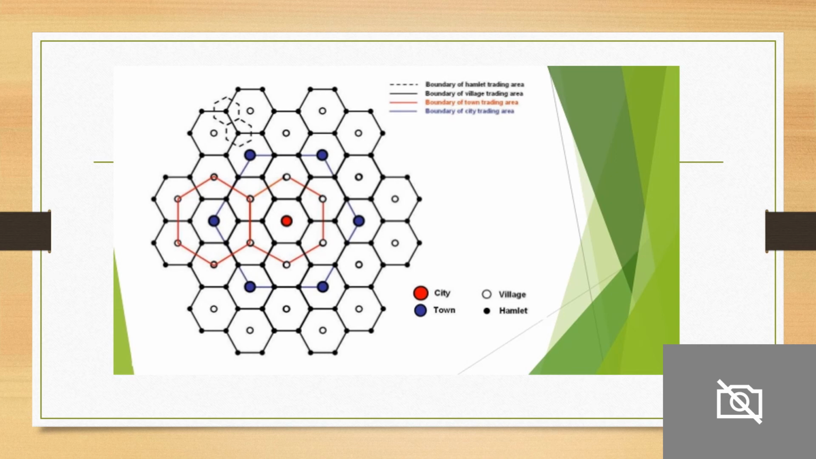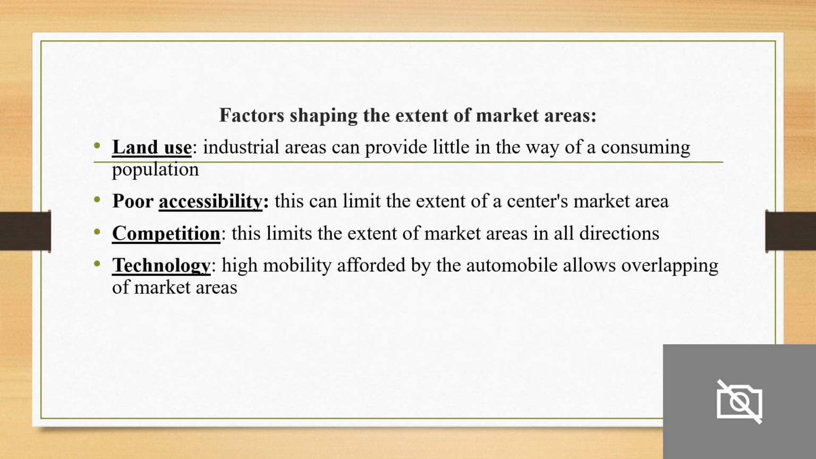This is the model you can draw, and in the answer, it will clearly depict the city, that is the central place, and how it is surrounded by the towns and the villages and the hamlets on the outer side. Now, what are the factors which are important in shaping the extent of a market area?